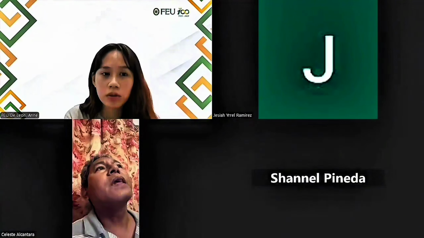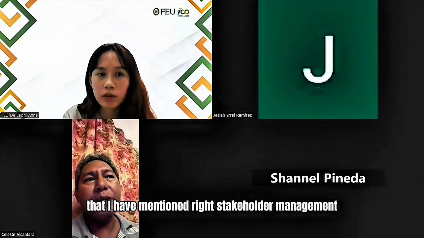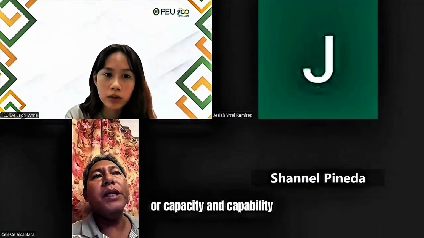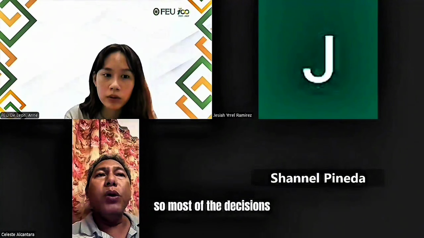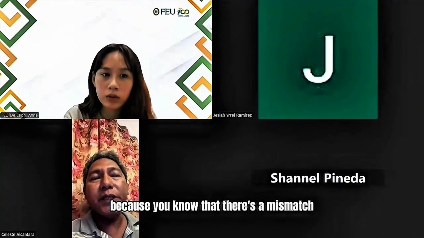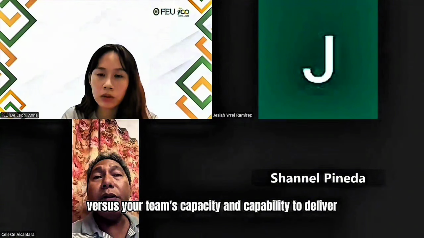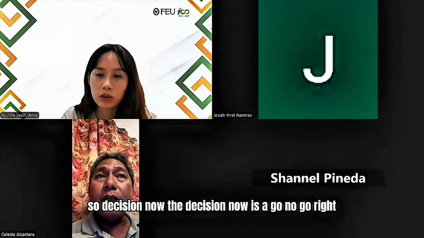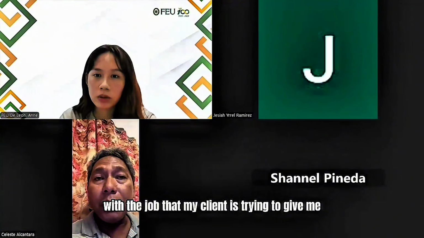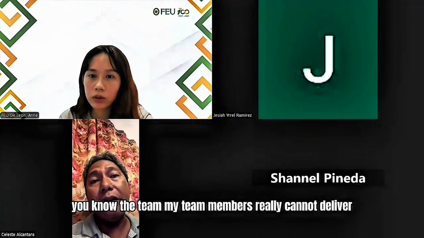For the most important decisions, we always go back to the previous concerns that I have mentioned, right? Stakeholder management, which means what your clients are expecting you to do, and of course, team capacity and capability management. What can your team deliver? Most of the decisions are about whether to proceed with your current process because you know that there's a mismatch between your upper stakeholder facility management versus your team's capacity and capability to deliver, right? So the decision now is a go or no go, right? Do I proceed with the job that my client is trying to give me, or should I just put a stop to it because my team members really cannot deliver?